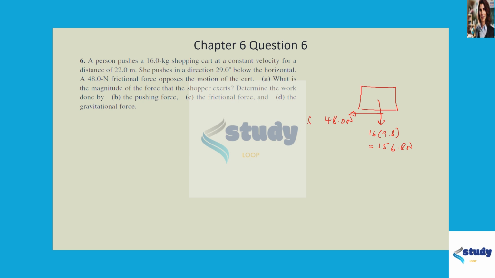So we have a frictional force of 48 newtons. And then there's a force being applied by the person, which we do not know the magnitude for, but we do know that it acts at an angle of 29 degrees below the horizontal. So that's the free body diagram.